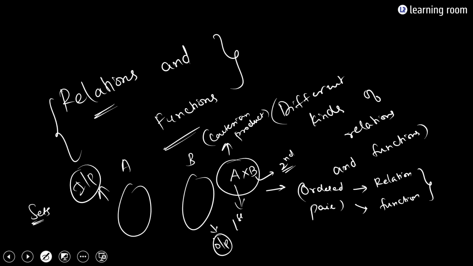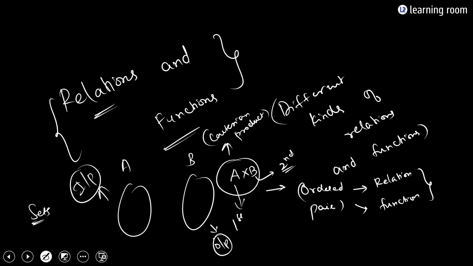If I give one input, but there is a possibility of me getting multiple outputs, then that kind of an operation can be called a relation.